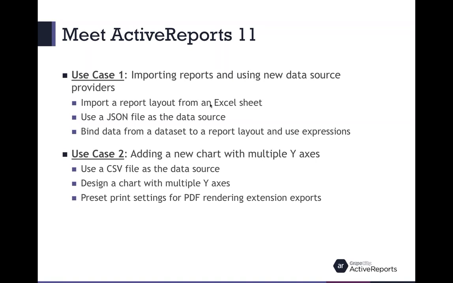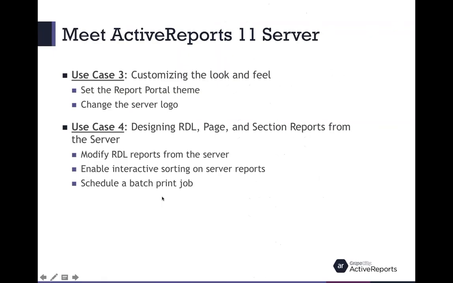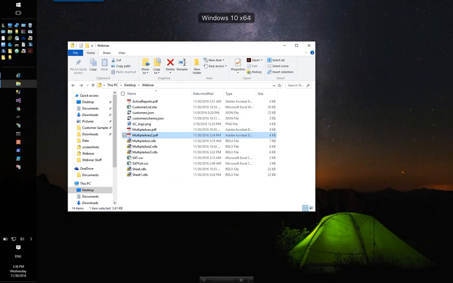So, from an ActiveReports server perspective, what we're going to see is customization of the look and feel of the portal, as well as the admin dashboard, as well as the logos, changing the logos, and seeing how that works. And then we're going to look at designing reports using the ClickOnce designer. We're going to modify an existing report, in this case, enable interactive sorting for it, and then schedule it for a print job, for a batch print job on a weekly basis. Right? So let's get right into it.